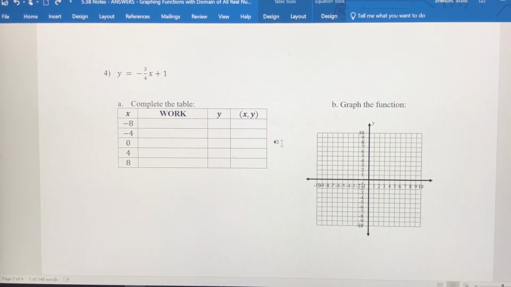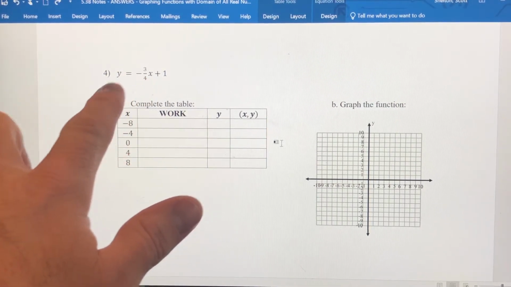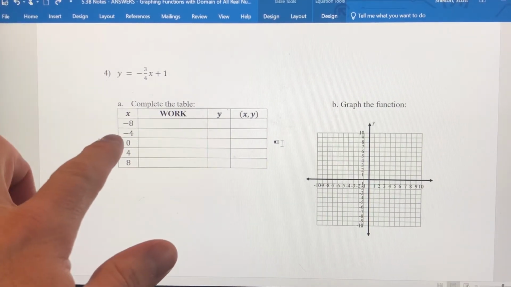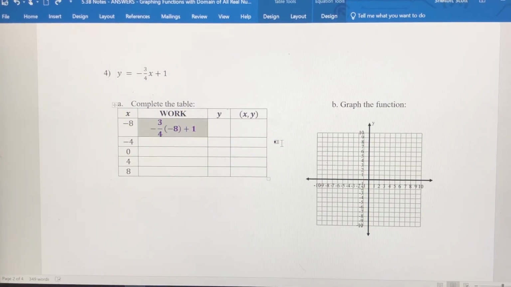It just makes the math easier. And the way to do that is we take this denominator and we use multiples of that for my x values, okay? So -8, -4, 0, 4, and 8 are the x values I've chosen to use, okay? So let's plug in -8.